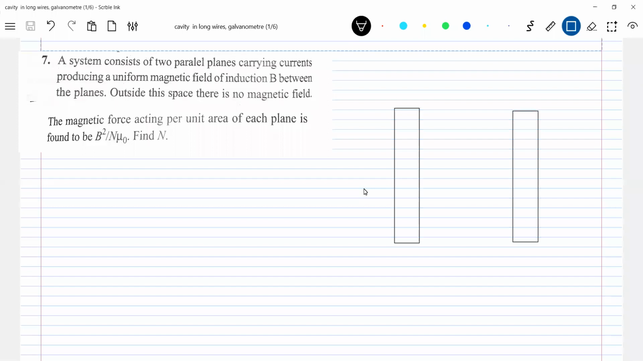You can assume now, let the field here be out of the plane, and the field here be into the plane. Anything you can assume. Now what we are calculating is the force of interaction between the planes. That's nothing but the force per unit area of each plane. Earlier we did it for wires, no? Now it is the force of interaction for each plane.